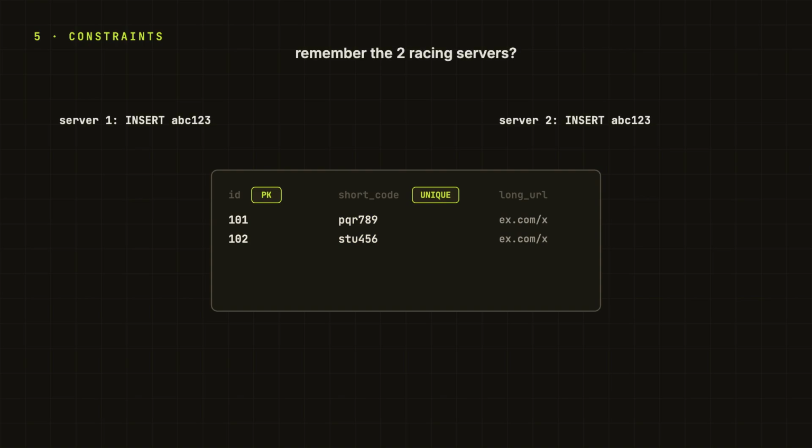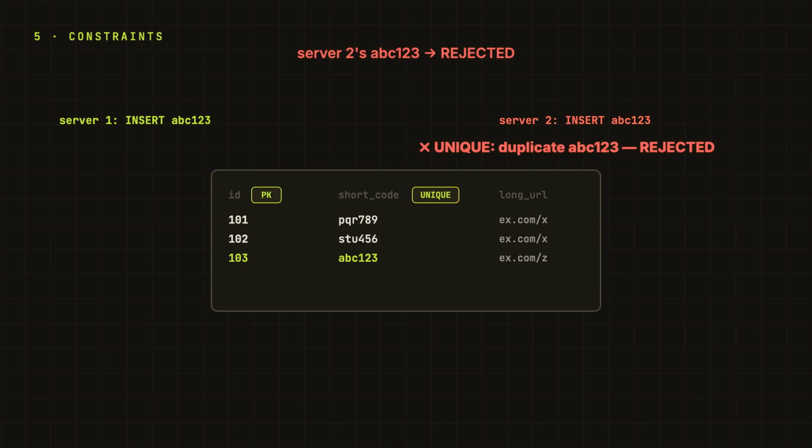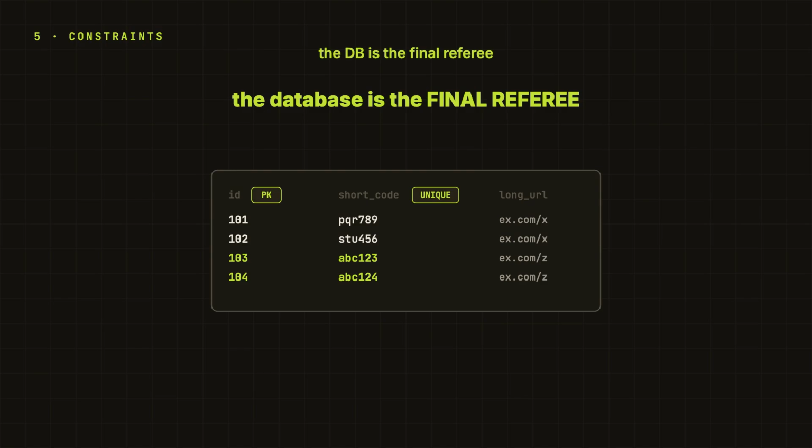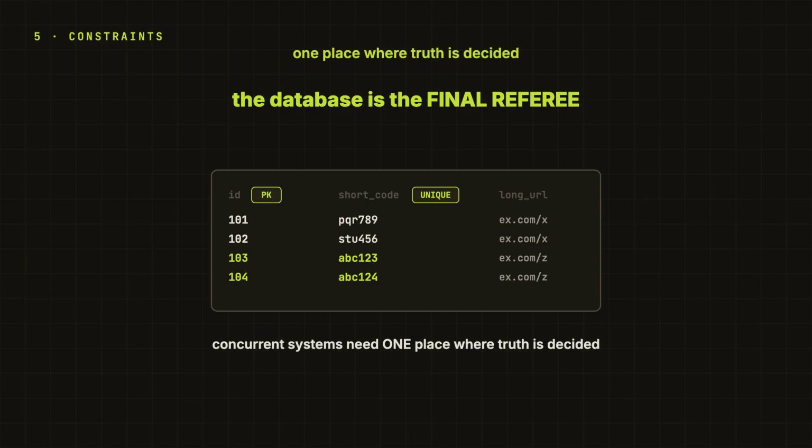And this is where it becomes practical. Remember the two API calls from the start? Both can race, both can think ABC123 is free. But when the second API call's insert reaches the database, the unique constraint rejects it. The app can catch that error and generate another code. So the database becomes the final referee, not because we distrust the app, but because concurrent systems need one place where the truth is decided.